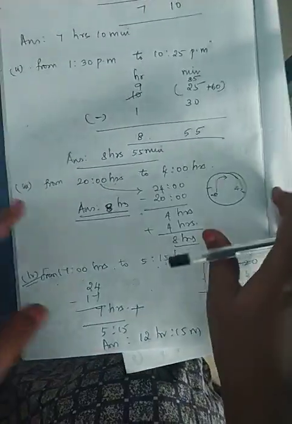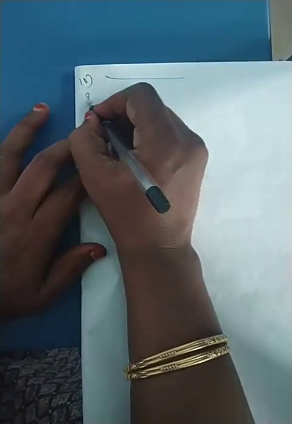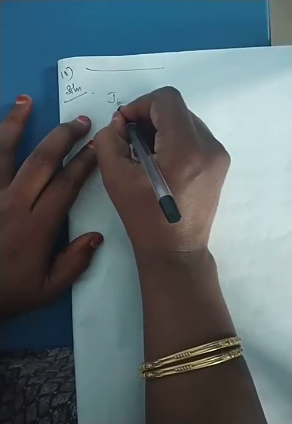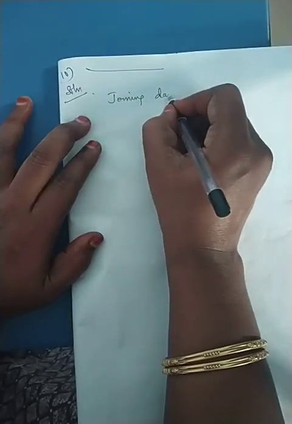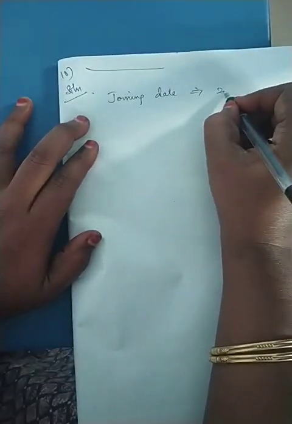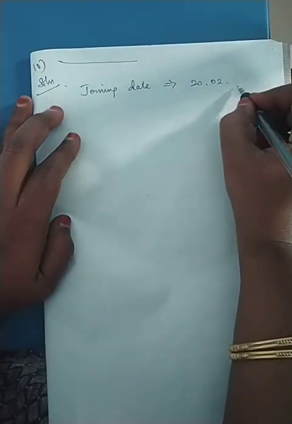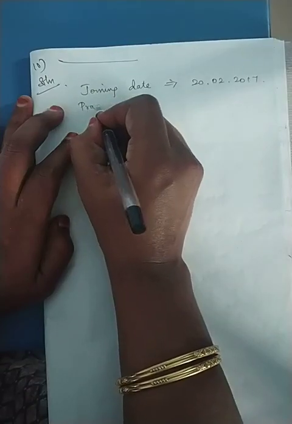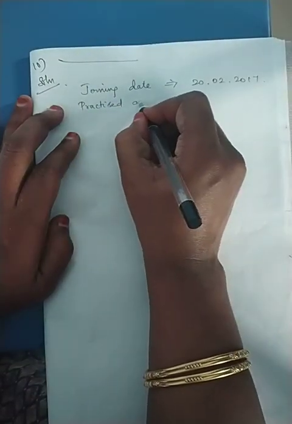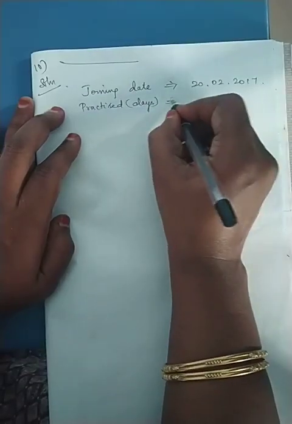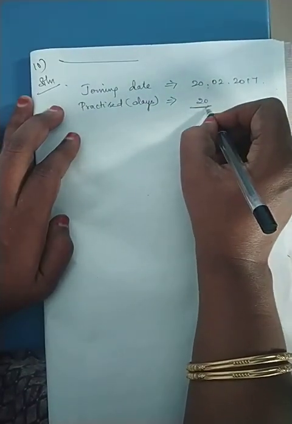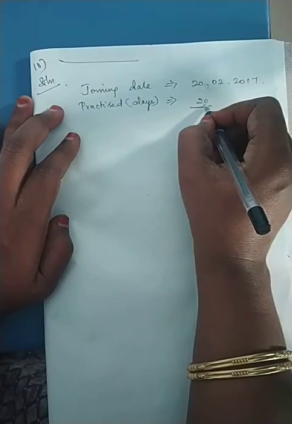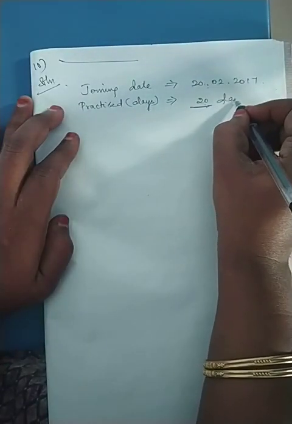How are we going to calculate? See, first write the problem. Write in the solution. Joining date was 20/02/2017. Practice, how many days did he go? Practice days is 20. So I have to add 20 days. I can directly calculate 20 days first. First is 20 days. Leave it.